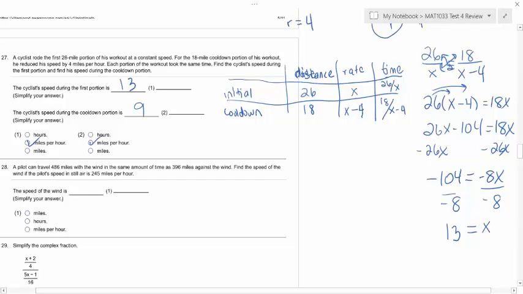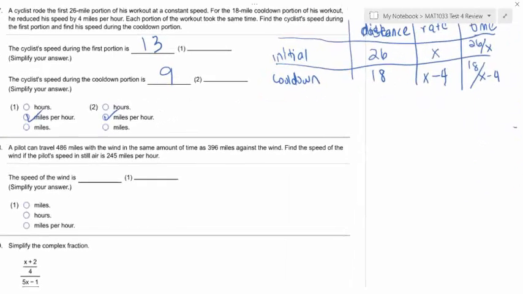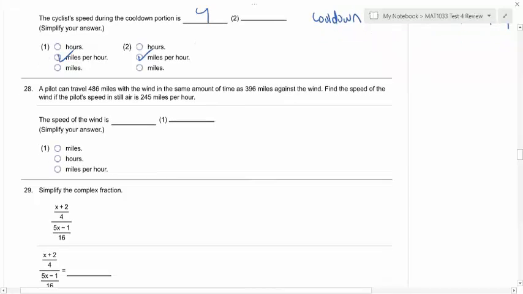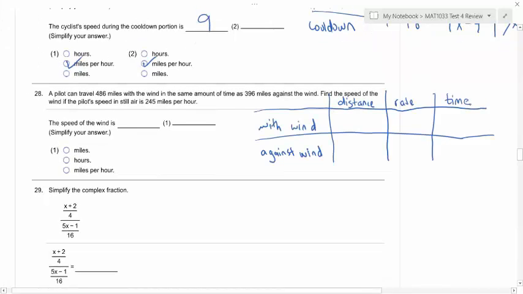9. So each problem is different, as you'll also see with the next problem, but there are also some similarities in these distance, rate, and time problems as well. So let's try the next one. We're going with the wind and against the wind. So let's start with the easy part, which is the distance again. What is the distance we're traveling with the wind?